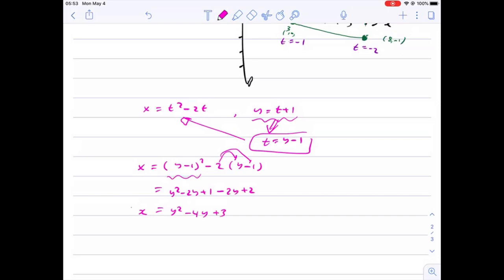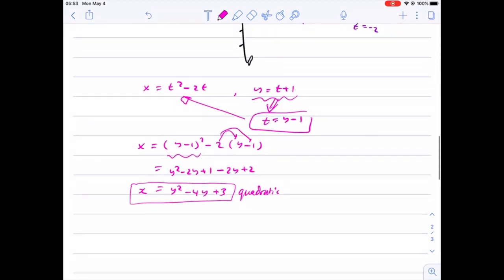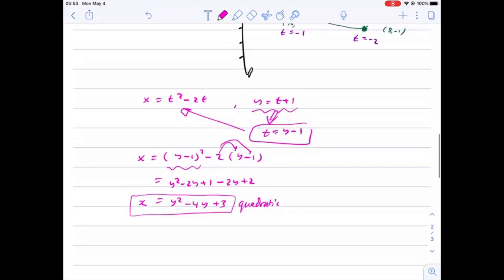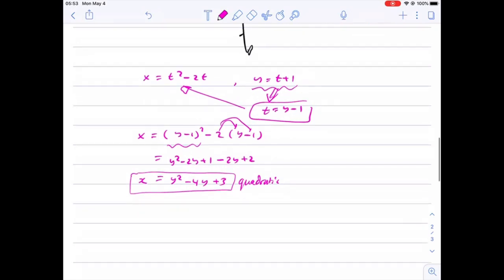As we can see, x is written as a function of y. It's a quadratic. I don't want to use the word function, but let's call this a quadratic equation. And then this is for sure a parabola. This is a parabola. So this is how we identify the curve.